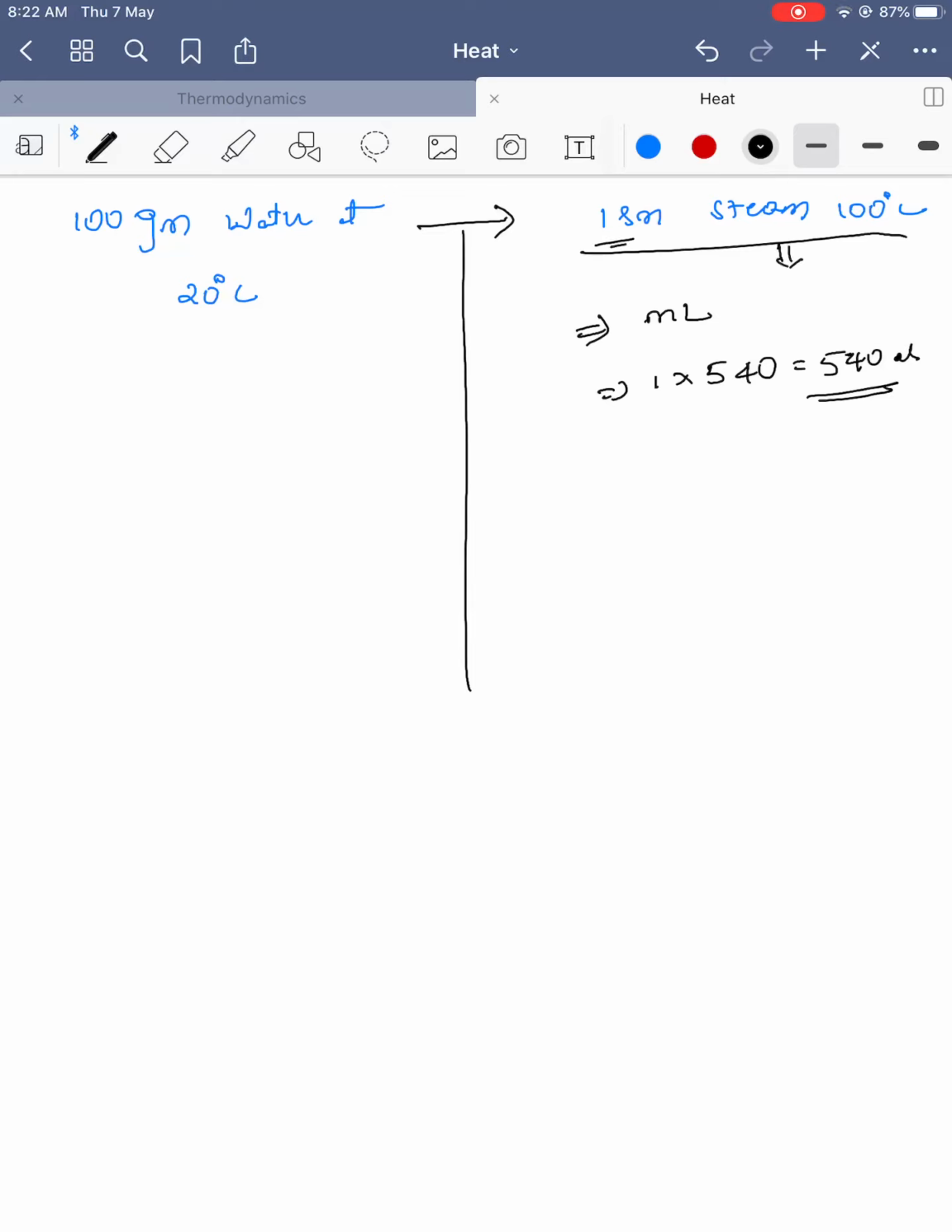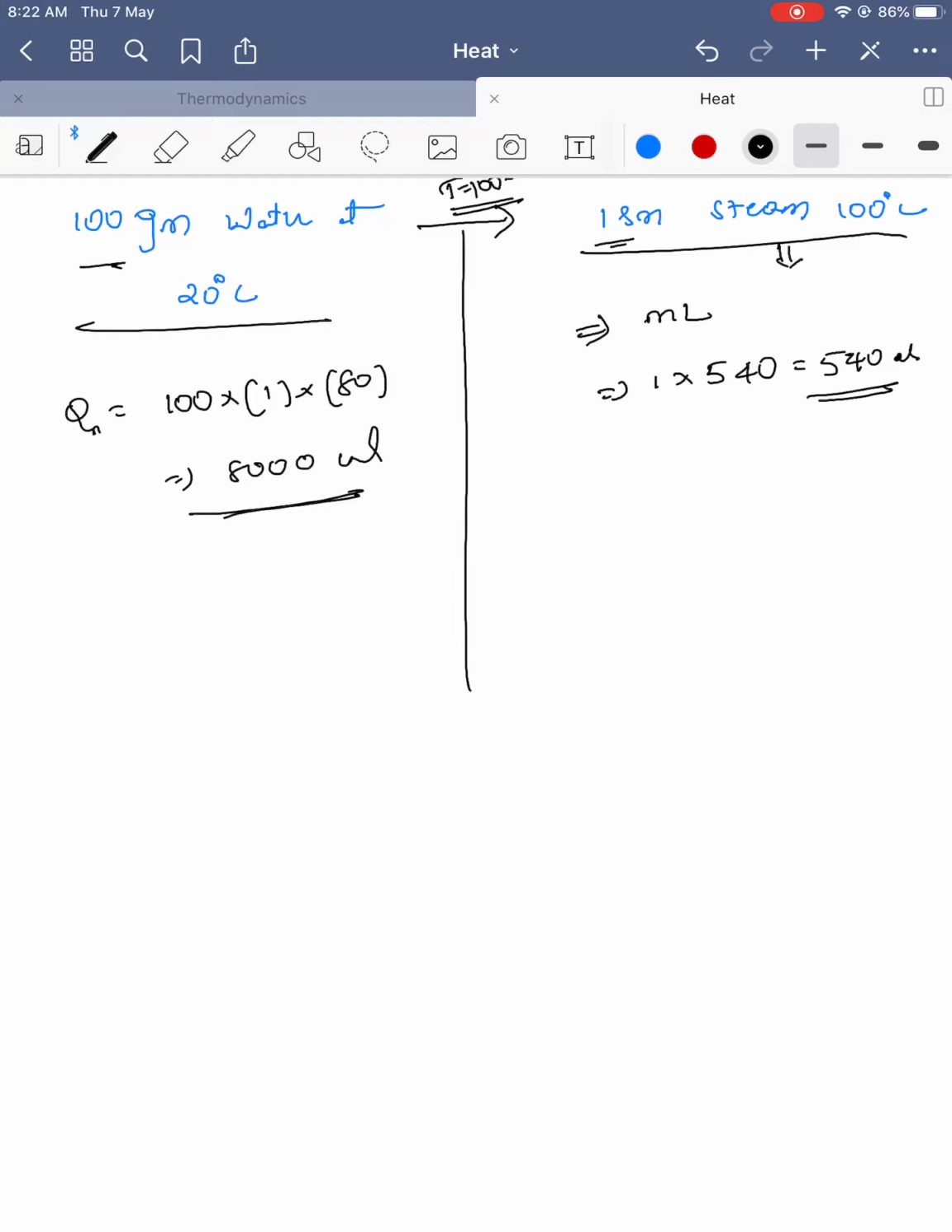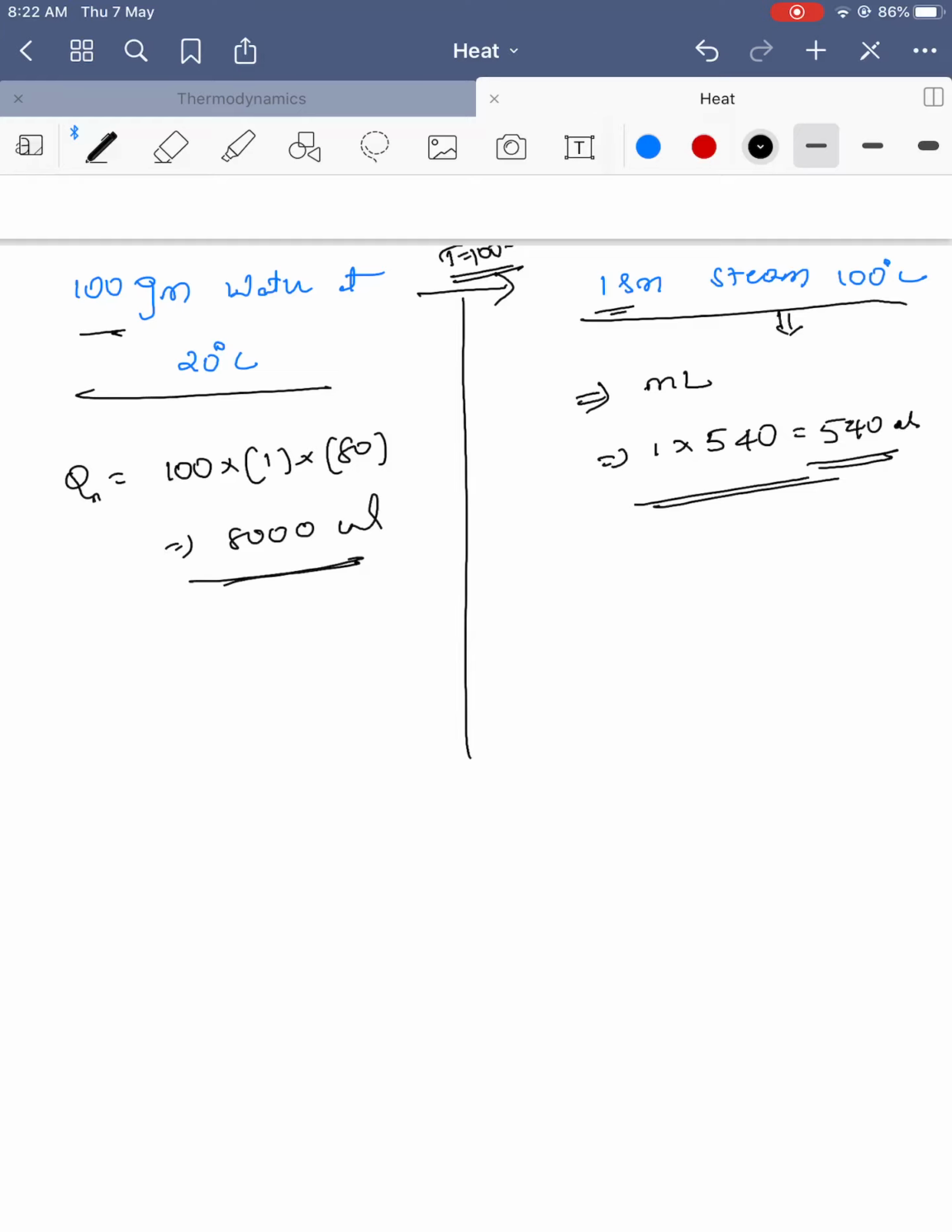degrees completely condenses. Next, 100 grams of water at 20 degrees Celsius comes to equilibrium. So what is the common point that can be? 100 degrees, I am assuming just 100 degrees. If 100 grams of water is taken to 100 degrees Celsius, how much energy is required? Q needed is equal to 100 into S, which is 1, into delta T, which is 80, 100 minus 20. So how much energy is required? 8000 calories of energy is required, but how much can the steam supply? 540.